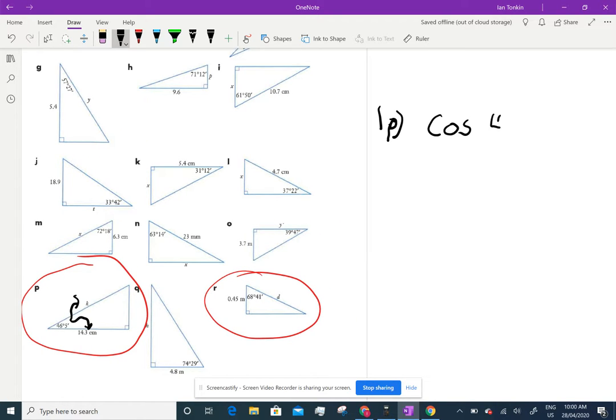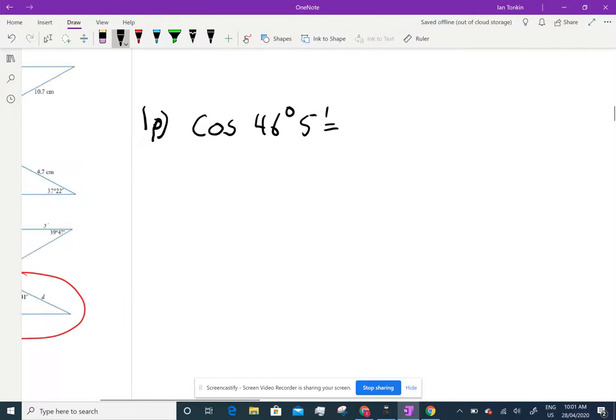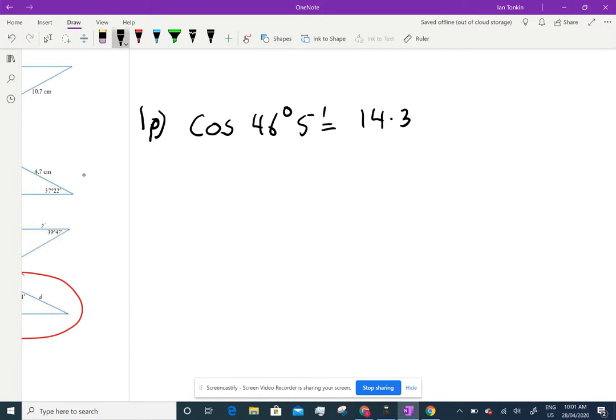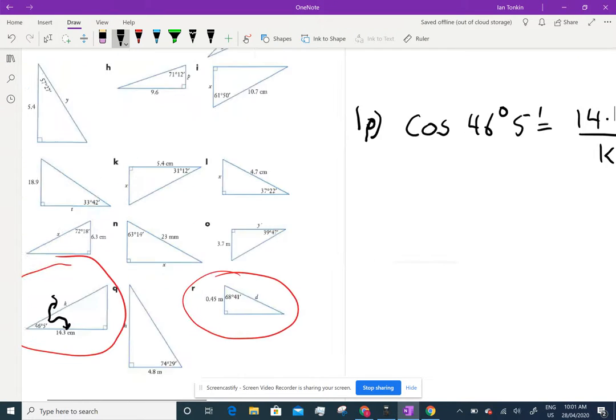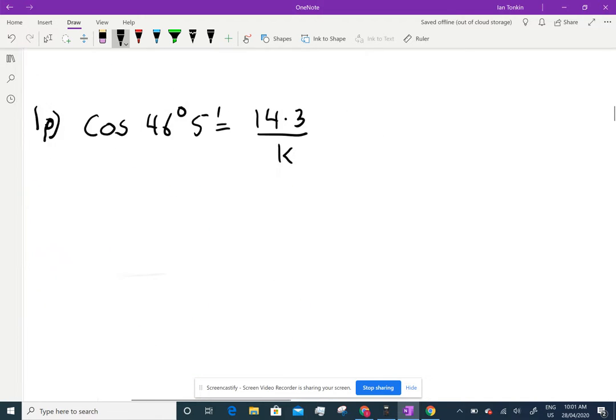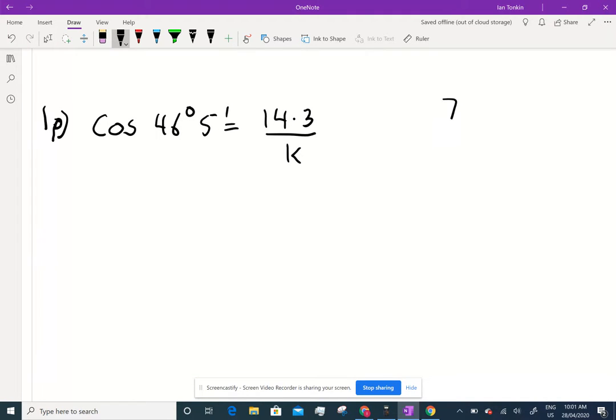Write the angle, 46 degrees and 5 minutes, equals adjacent, so 14.3 over K. Now, I'm going to show you something here. If you have 7 equals 3 over K, essentially, that 7 and that K are going to swap spaces. I'm going to show you why. Once you've done this, you don't have to do it anymore. You can just go straight to it.